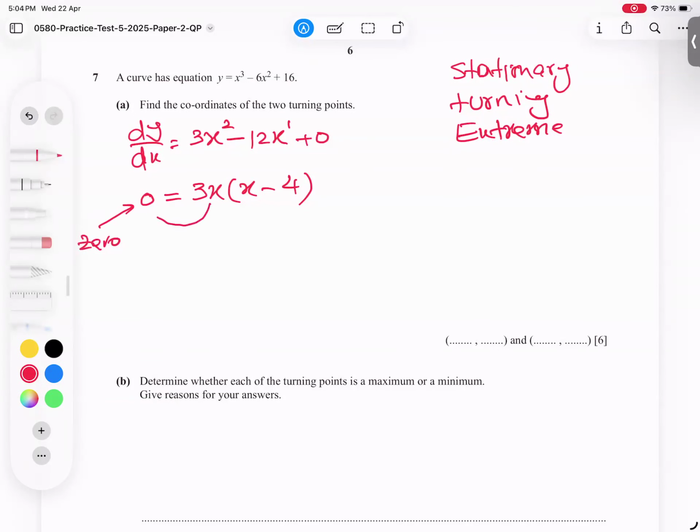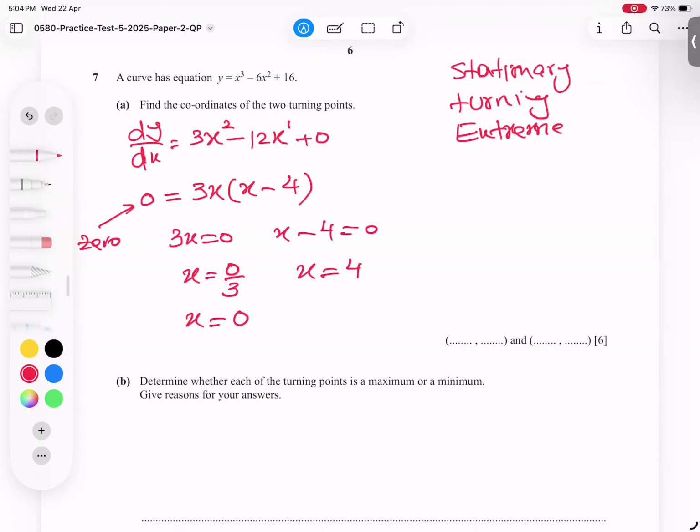So we say either this is 0 and this is equal to 0, one by one. So I'm writing 3x equal to 0 and x minus 4 equal to 0. 3 goes under 0, and you know it very well, it will give you again 0. And 4 goes to the other side.